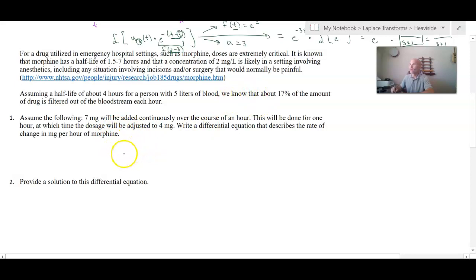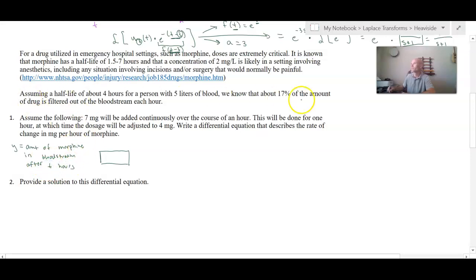I'm going to start off by drawing a tank model diagram, or a bathtub model, where we can indicate what's coming in and what's going out. While we do that, we want to make sure we define our variables. Y will be the quantity, the amount of morphine in the bloodstream after, well, since we're in hours, we'll just say after t hours.